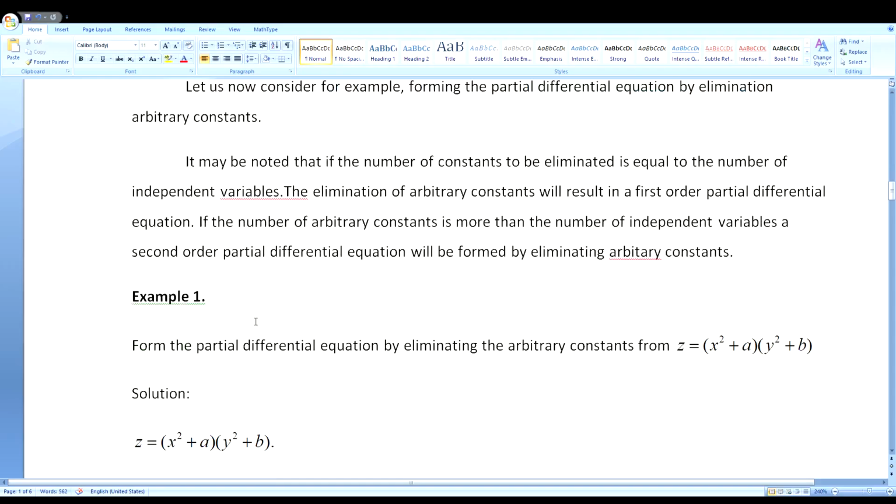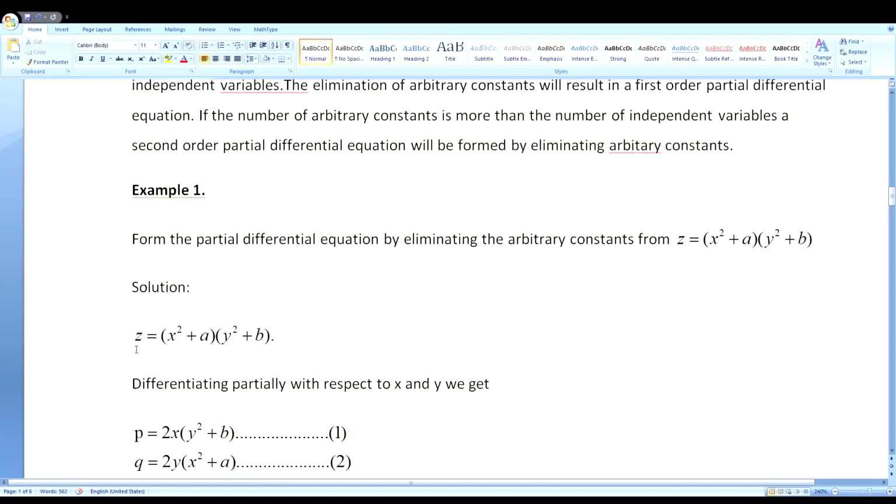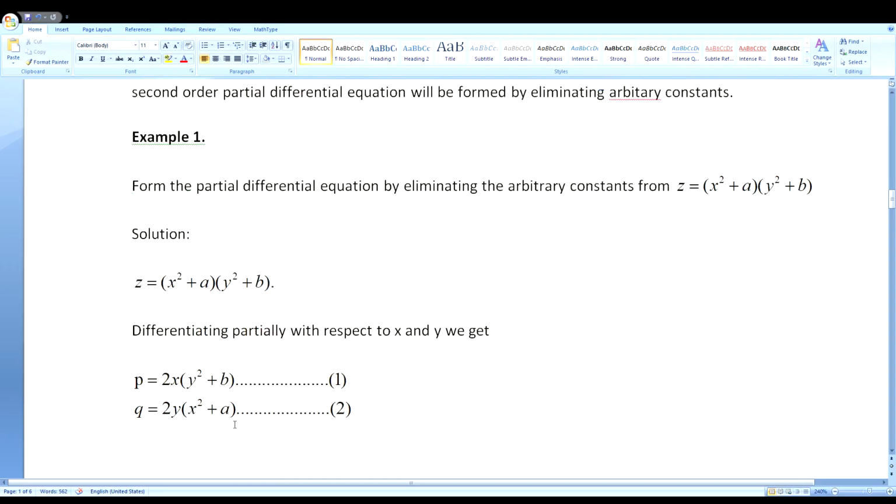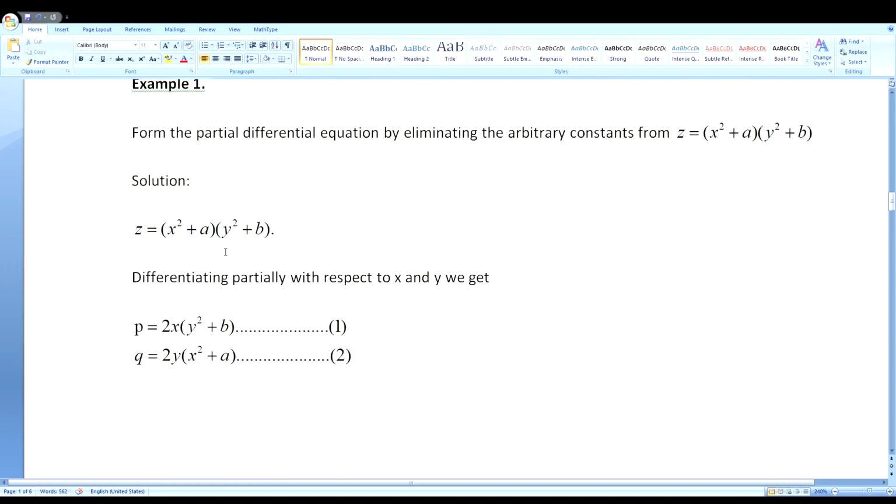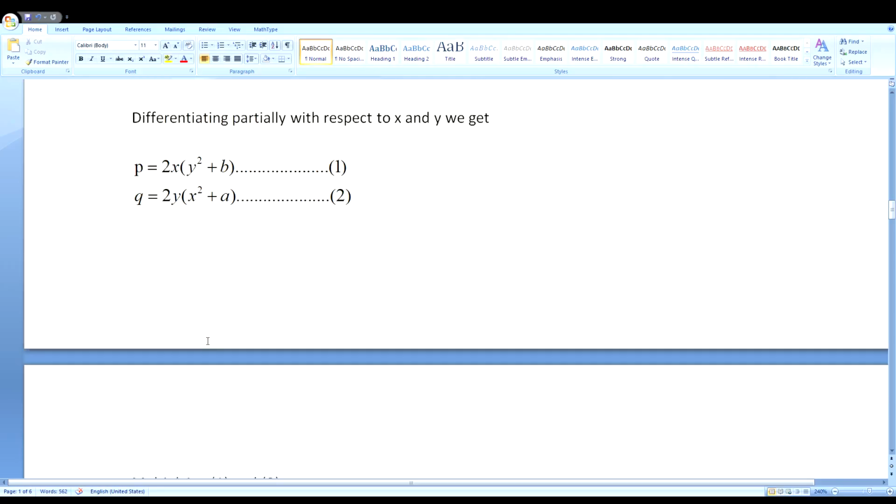Let us see an example. Form the partial differential equation by eliminating the arbitrary constants from z equal to (x² plus a) into (y² plus b). Here a and b are arbitrary constants. Differentiating partially with respect to x and y, we get ∂z/∂x, p equal to, when we differentiate this, 2x into (y² plus b), since b is constant. And similarly q equal to 2y into (x² plus a).